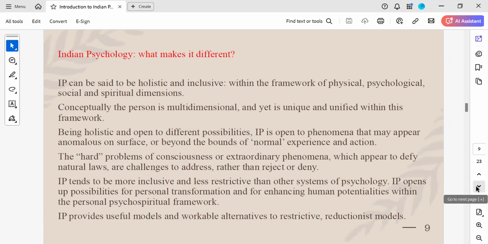Right. So Indian psychology is holistic and inclusive within the framework of physical, psychological, social, and spiritual dimensions. Like I said, it considers an individual to be the center point and everything revolving around it, the physical, psychological, social, and spiritual dimensions are per se considered to diagnose the person or the client, right? So conceptually, the person is multidimensional and yet is unique and unified within this framework. So what is different compared to other fields is that here the person is unique, right?